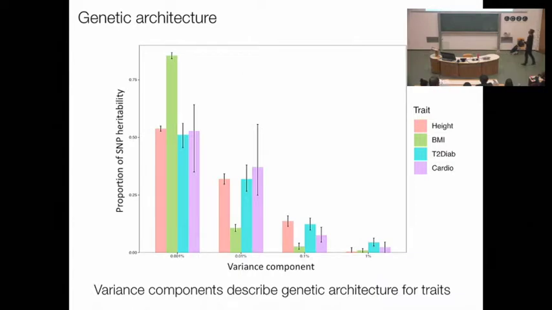UK Biobank. And we can contrast the traits, and what you see is a big spike here in green, which is for BMI, that the vast majority of the heritability of BMI is attributed to lots of very, very, very small effects. Everything else looks pretty much the same. There's not very much variation here between those two.